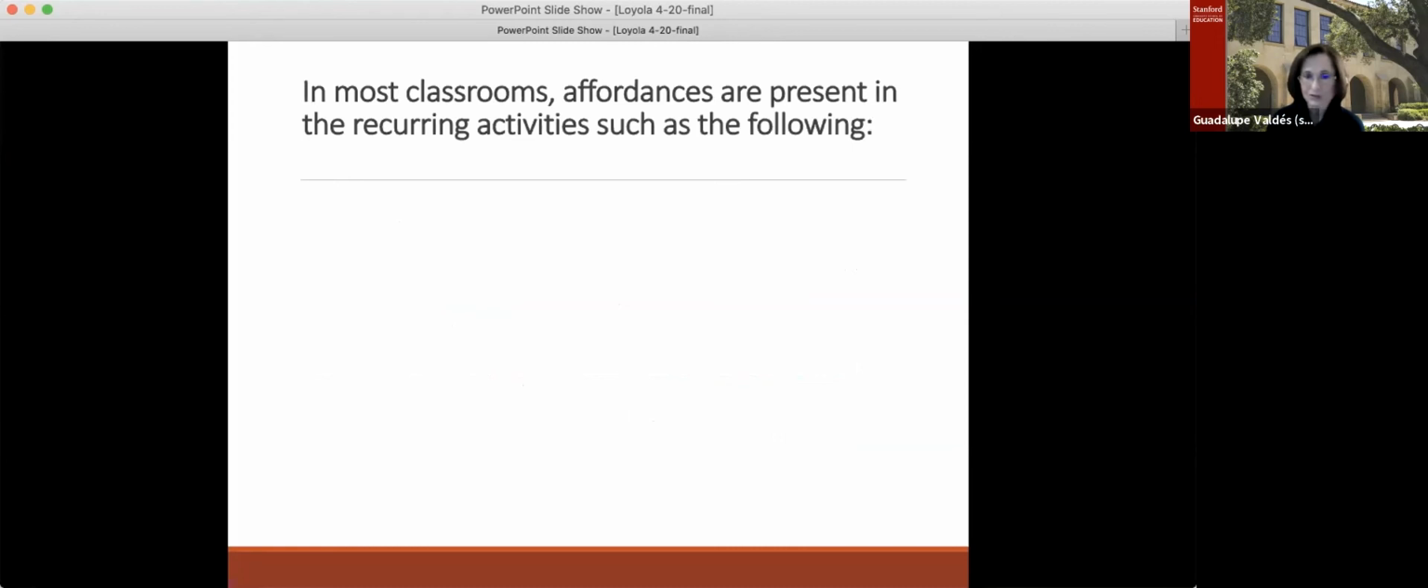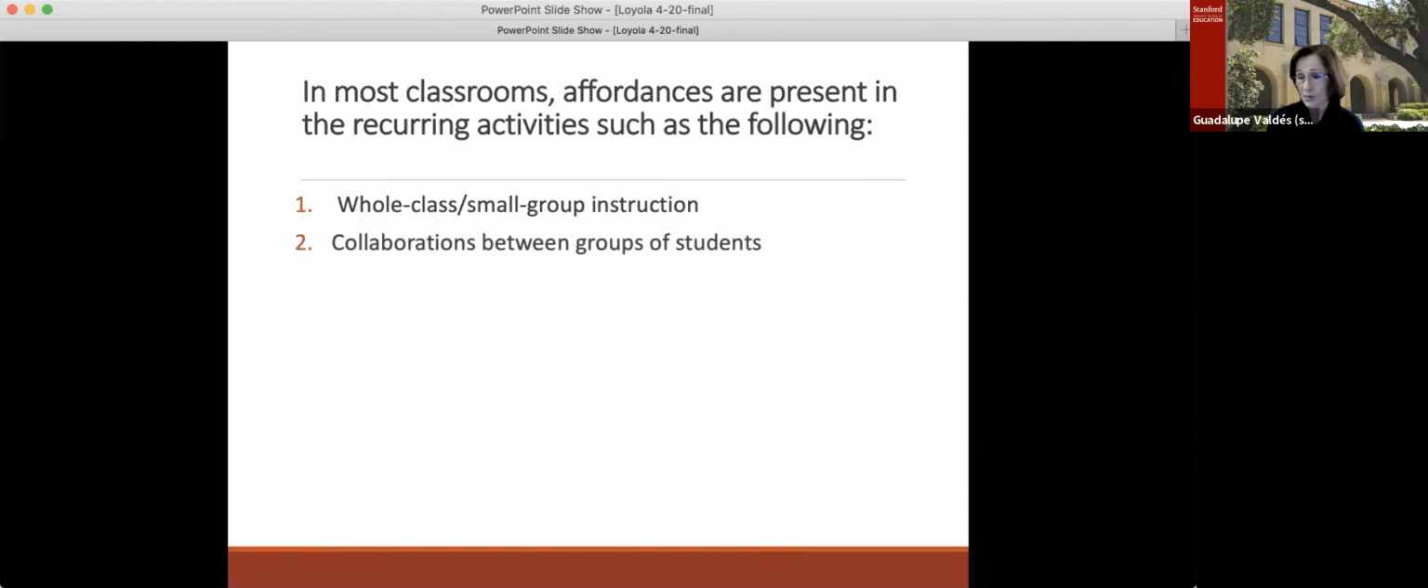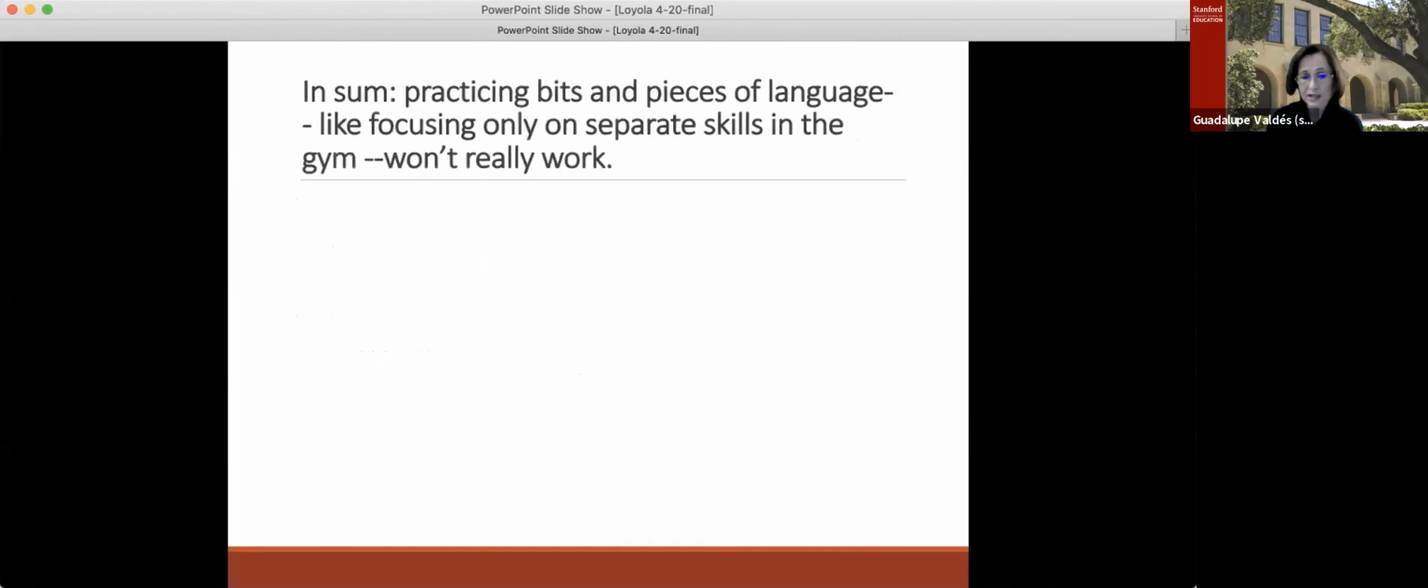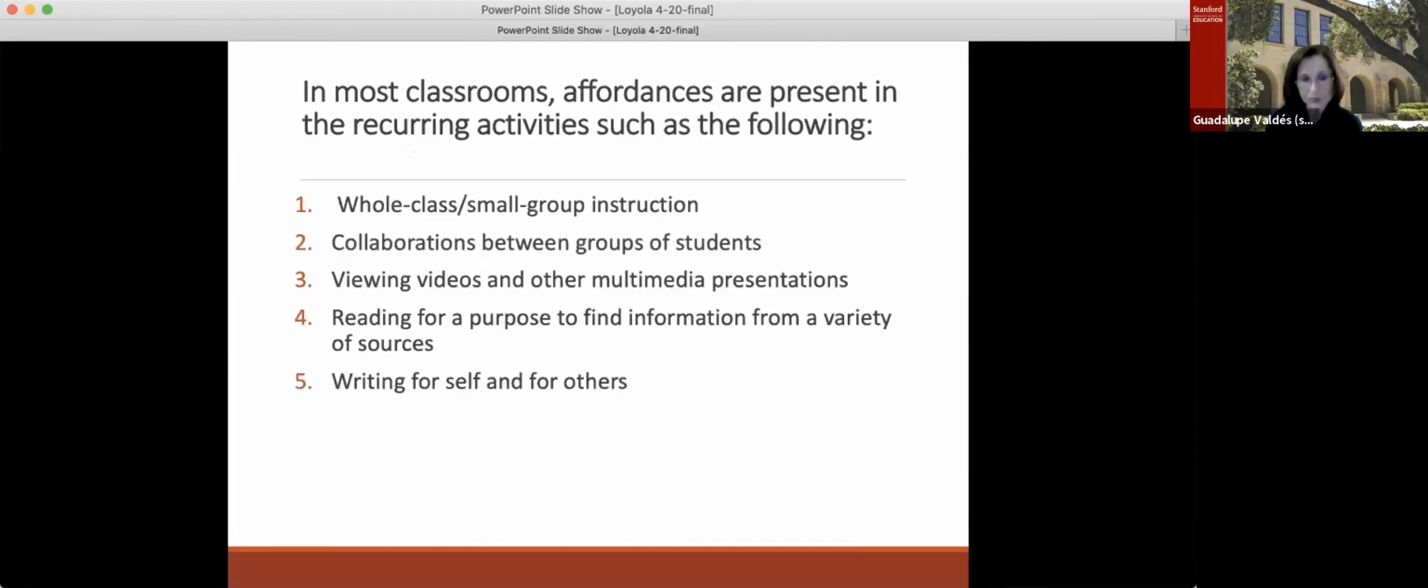In most classrooms, affordances are present in the recurring activities such as the following. Whole class and small group instruction gives you a lot of affordances. So does collaboration between groups of students, but you know that. You've been doing collaborations for a long time. Viewing videos and other multimedia presentations, reading for a purpose to find information from a variety of sources, writing for self and for others.